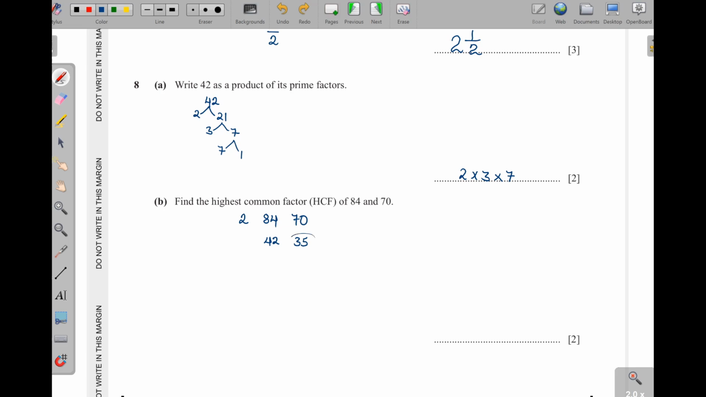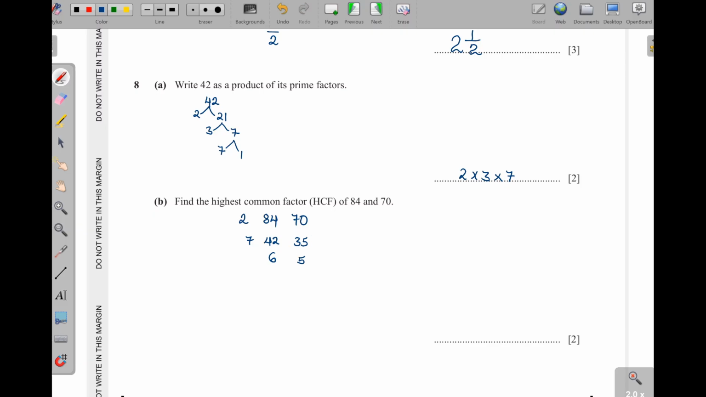How about 5? 5 can go in here but not here. It's the same as 6. Let's go to 7. Actually, we always use prime numbers here: 2, 3, like that. So we can now go to a 7. A 7 can go into 42 6 times. A 7 can go into this one 5 times.